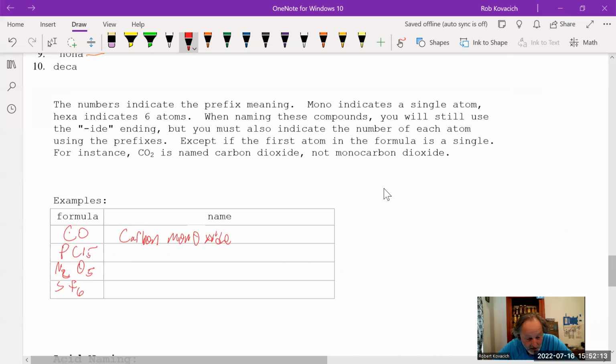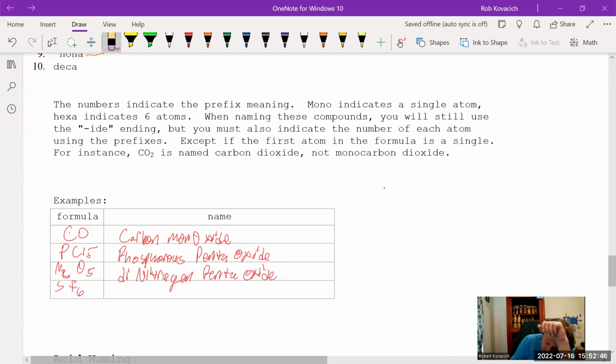Okay, so the next one, the phosphorus is first and it's by itself. So I just write down phosphorus, and then I see 5 chlorines. So then I have to identify that as penta and then oxide. All right, so next one, 2 nitrogens. So I say that by saying di nitrogen and then penta oxide.